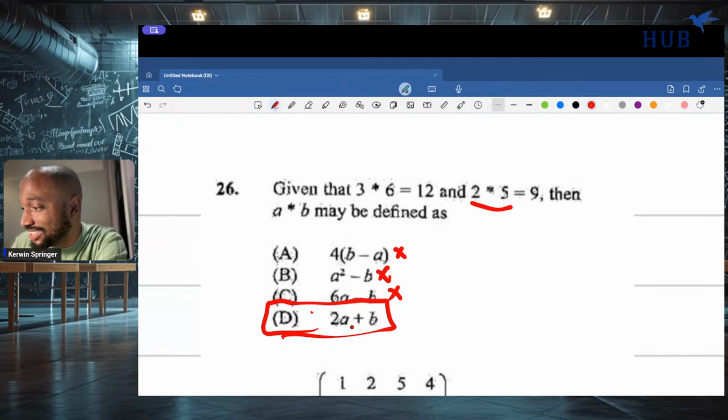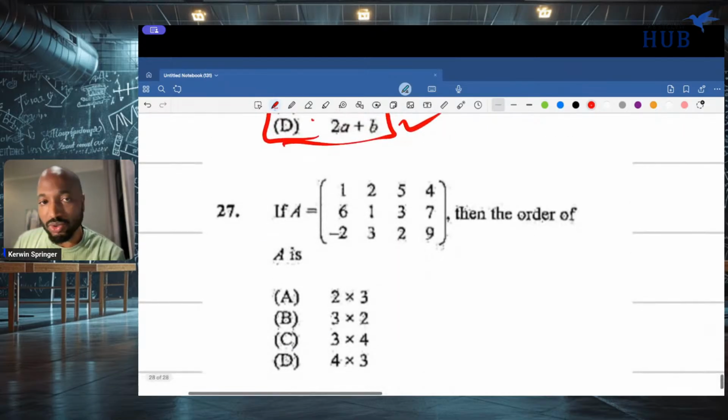5. 2 by 3 is 6. 6 plus 6 is 12. Good. And it works for the first one. 2 by 2 is 4. 4 plus 5 is 9. All right. You hold it down for the team. D. D is the answer. Let's keep it pumping.